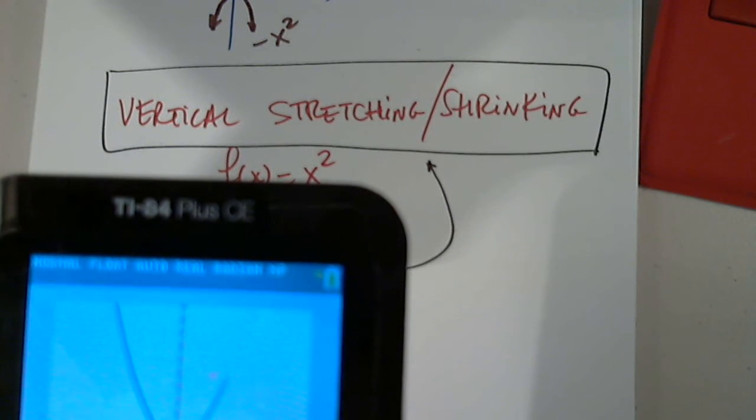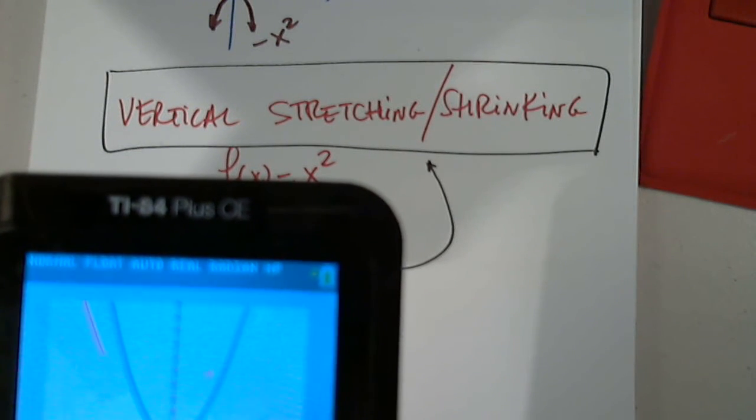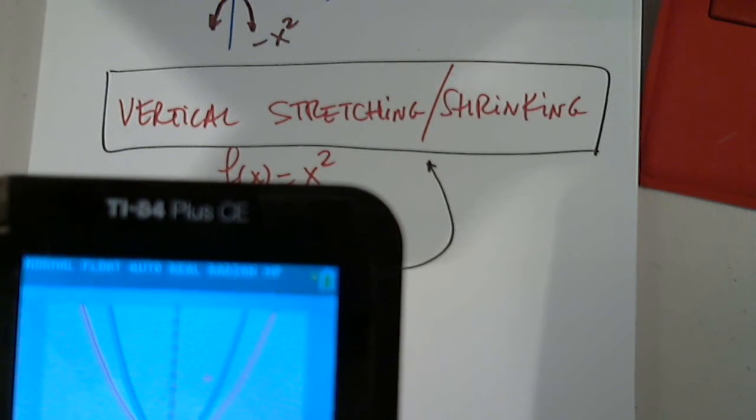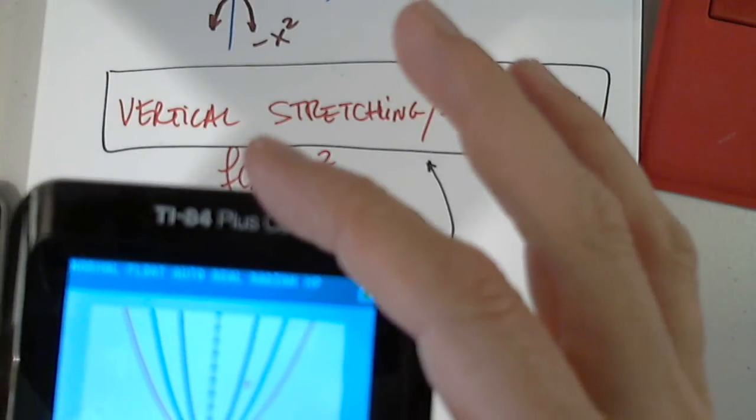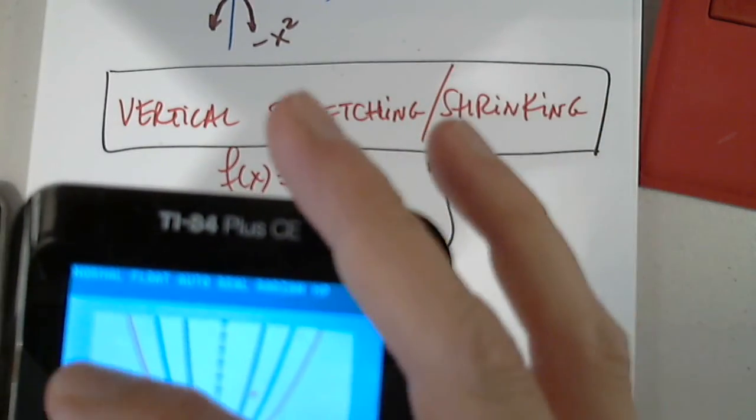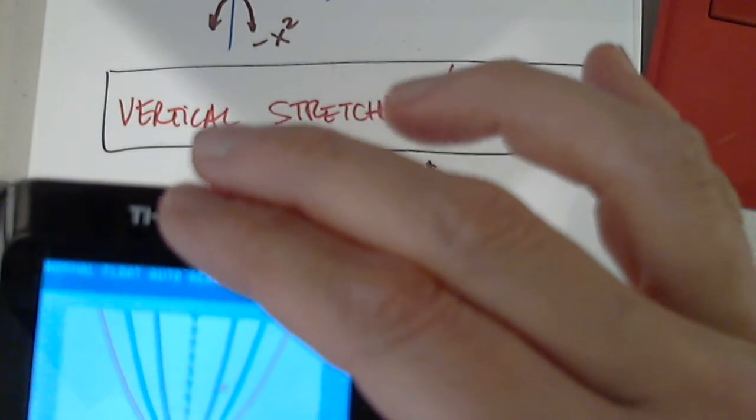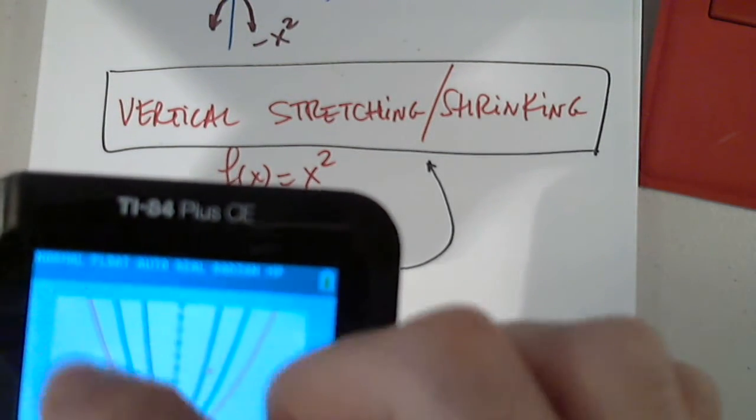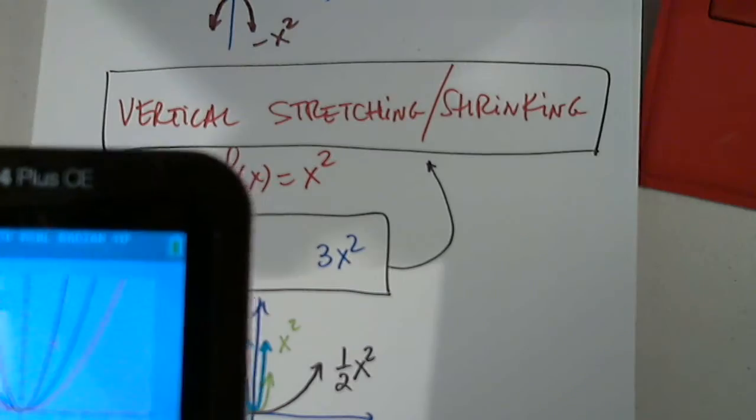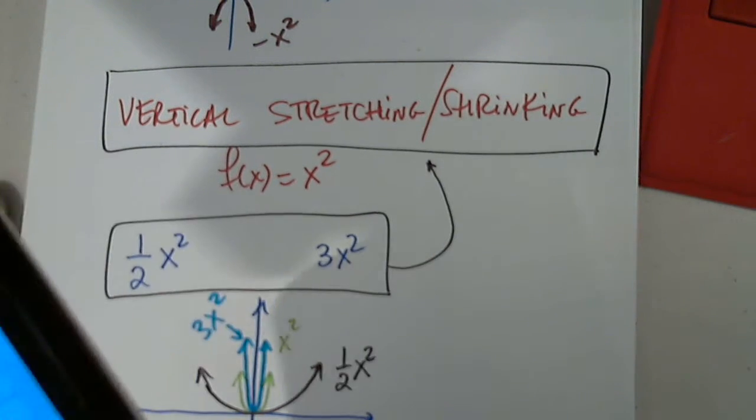Here comes x squared. Here comes 1/2 x squared. As I said, I exaggerated a little bit. And here comes 3x squared. So 3x squared is stretched. 1/2 x squared uses a shrink. I mean, we applied a vertical shrinking of the graph for the red one. And the middle one is, of course, x squared.